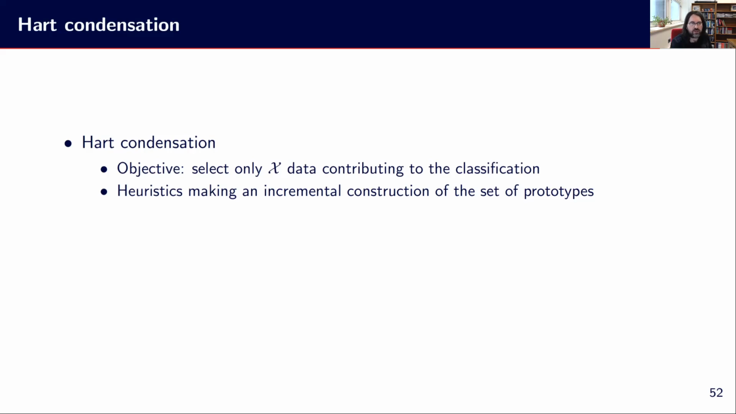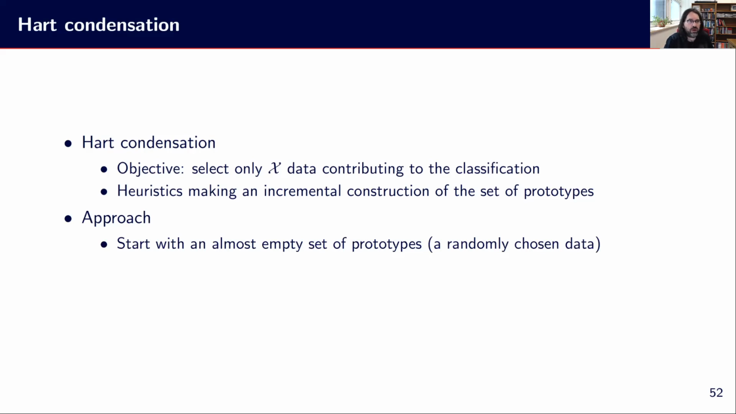So Hart condensation is a heuristic that makes an incremental construction of the prototype. Basically it starts from a near-empty data set with one sample per class, and it adds more samples as required for making a good classification, without adding anything that is not required. If we have a sample that is already well classified and doesn't change anything, we are not adding it to the data set because it seems not to be required.